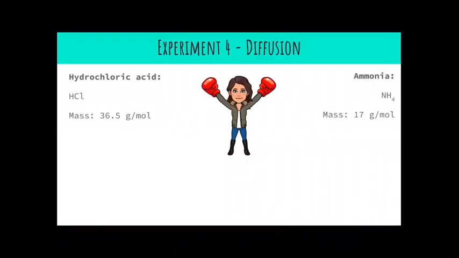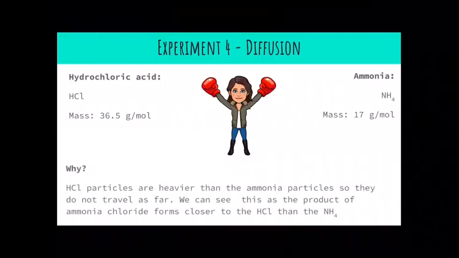So let's explain our observation. The hydrochloric acid particles were heavier than the ammonia particles, so they didn't travel as far. They didn't diffuse as far. And we can see this because the product, which is ammonium chloride, formed closer to the hydrochloric acid than the ammonia. So therefore, the ammonia traveled further.